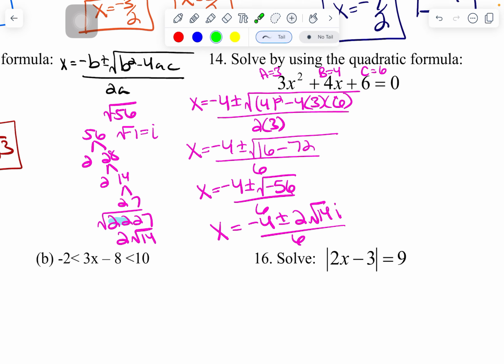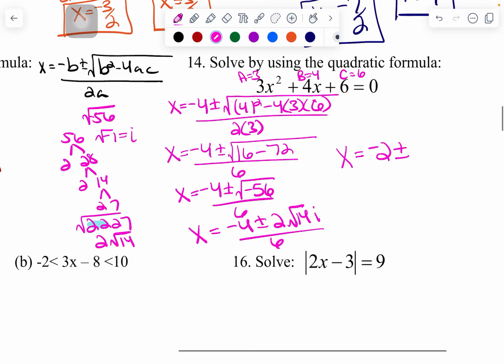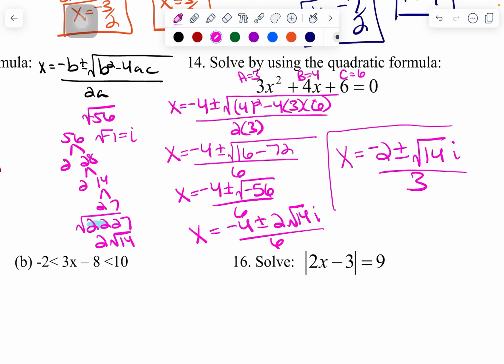So then we've got negative 4, 2, and 6 are all divisible by 2. So x is equal to negative 2 plus or minus root 14i all over 3. Please make sure that the i is out of the root, not under it. Those are two very different things.